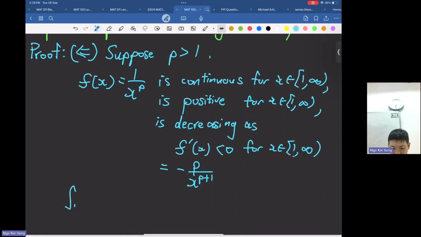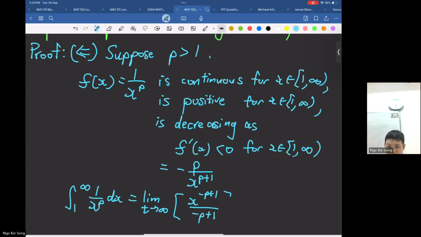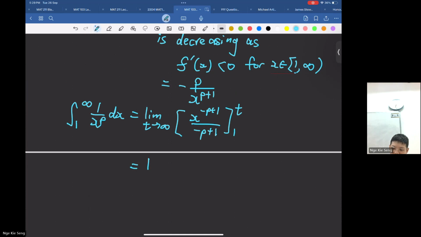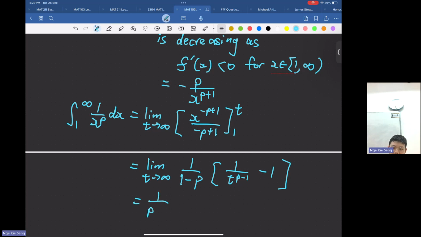Now we need to check the integral from 1 to infinity. So what is this? You integrate this, you should get x to the minus p plus 1 over minus p plus 1, going from 1 to t. And then the limit here is just what? We can do this first: 1 over 1 minus p, and then 1 over t^(p minus 1), minus 1. From here it should be easier to see, which is 1 over p minus 1. Can you follow?